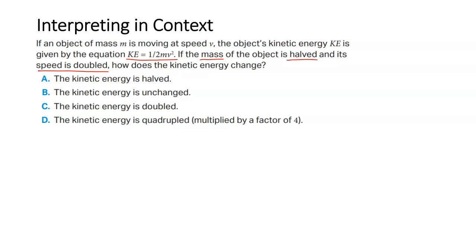Well, let's see how the equation changes if we actually apply that. So we have kinetic energy is equal to 1/2 times the mass times the velocity squared. The mass is cut in half, so it's being multiplied by 1/2. The velocity is being doubled, so it's being multiplied by 2. We'll simplify this equation. We can go ahead and do 1/2 times 1/2 to get 1/4 times the mass, and when we square 2 times the velocity, we get 4 times the velocity squared.